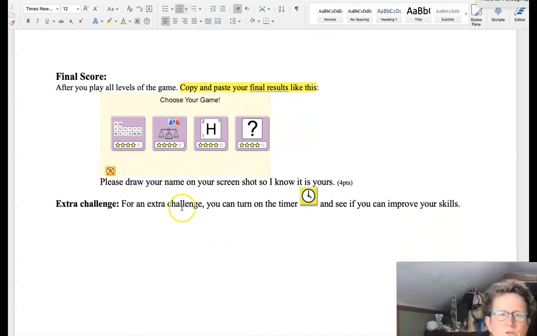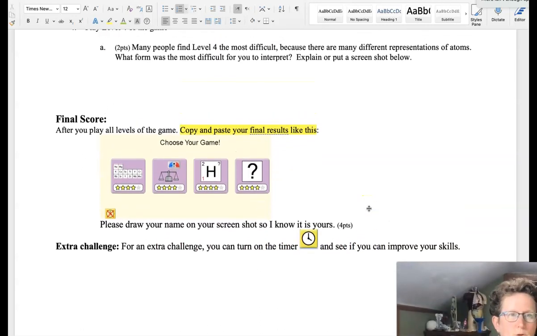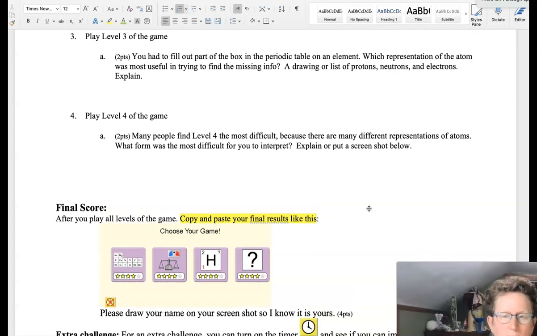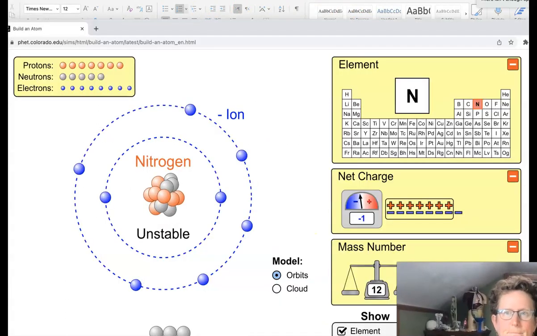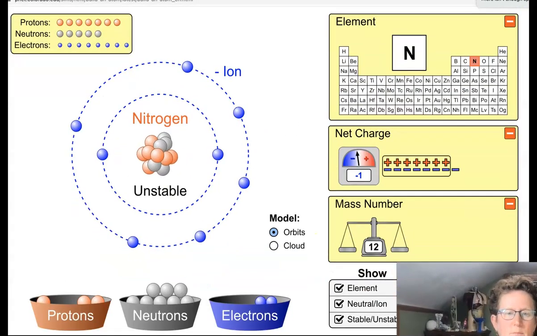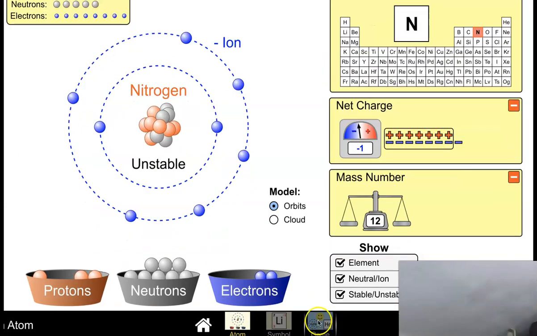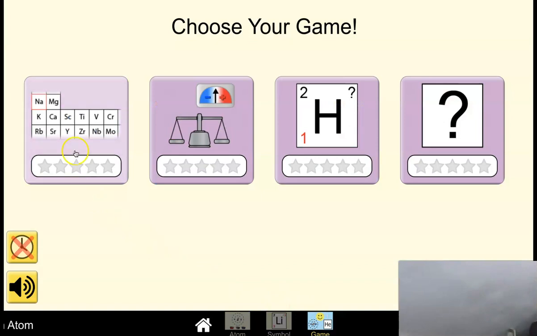If you want an extra challenge, you can turn on the timer and see if you can improve your skills. So we'll play the game really briefly. I won't show you all of the answers. I'll just give you an idea of how to play the game. So remember to switch into game mode. You just go to the bottom and you click on game. So here's how to switch on game.